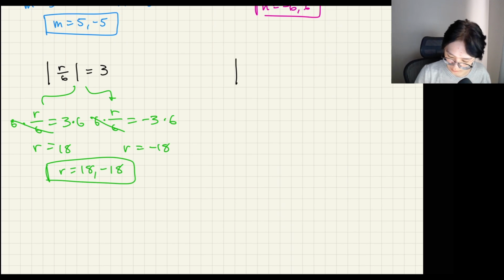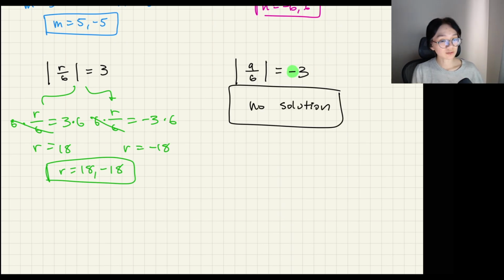Another one as an example. Absolute value of a divided by 6 is equal to negative 3. Equal to a negative 3. No solution. Distances can't be negative. Remember.